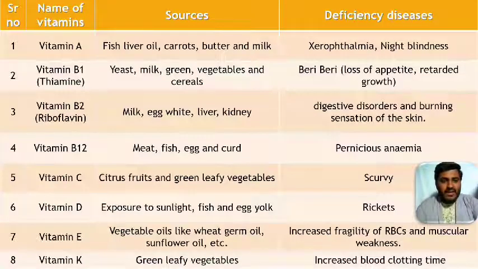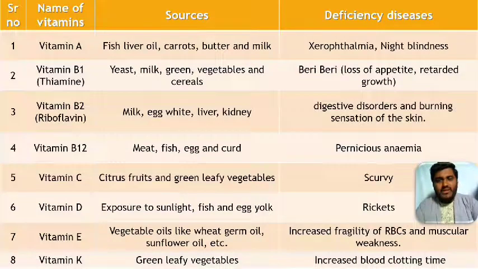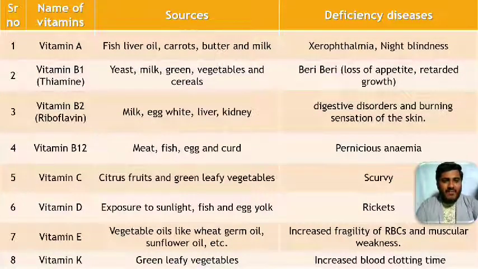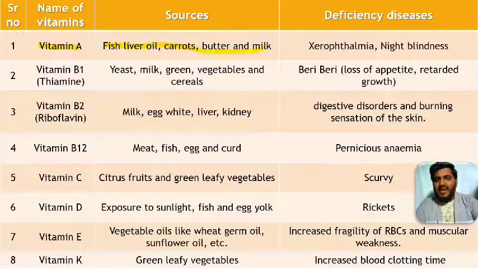Carefully see here. These are the vitamins, these are the sources where we find them, and these are the diseases caused by the deficiency of the vitamin. If the vitamin is lesser in our body, which disease will be caused? Starting from vitamin A. Vitamin A is usually found in fish liver oil, carrots, butter and milk. Deficiency of vitamin A causes xerophthalmia and night blindness.